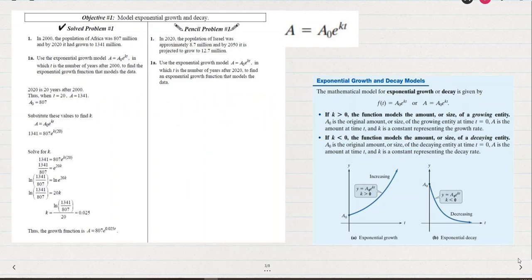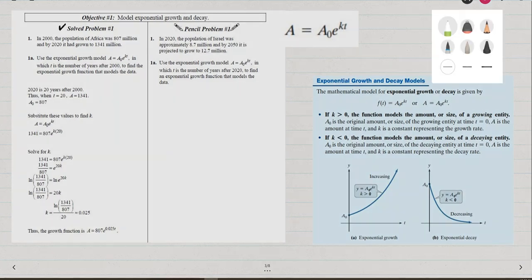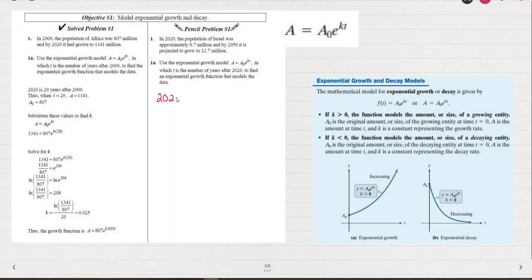Here's our first example. In 2020, the population of Israel was approximately 8.7 million. By 2050, it's projected to grow to 12.7 million. Just to start with, I'm going to make a chart here, putting this information. In 2020, we're told that the population was 8.7 million, and we're expecting that in 2050, it'll be 12.7 million. So a couple things we can look at here is that the difference in time is 30 years.